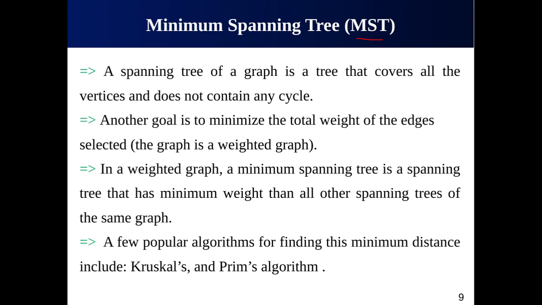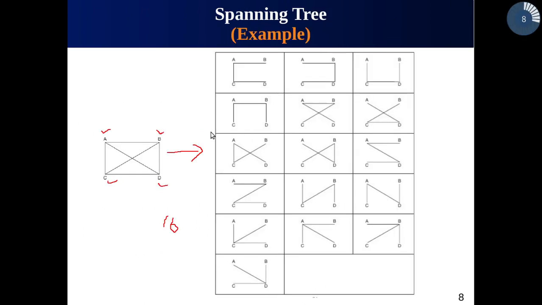A spanning tree, as we just saw, is a tree that covers all the vertices and does not contain any cycle. In other words, the graph doesn't have any nodes which loop back to themselves, where the starting and ending points, or source and destination, are the same. That is not possible. Now, what if we have a weighted graph? A minimum spanning tree is a spanning tree that has minimum weight compared to all other spanning trees of the same graph. Let us take the same example once more.